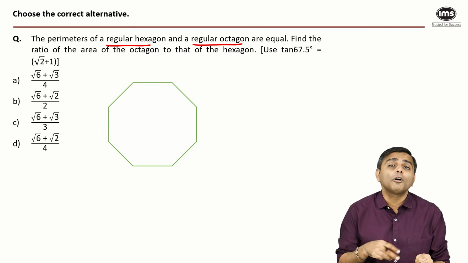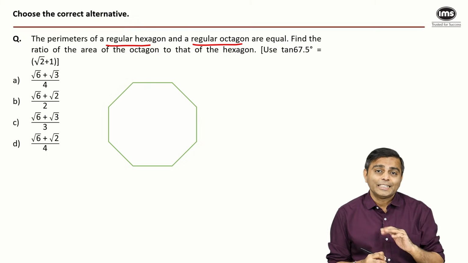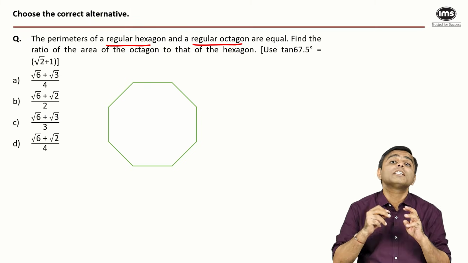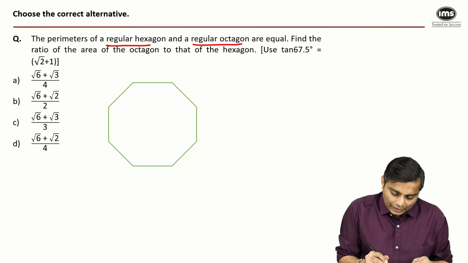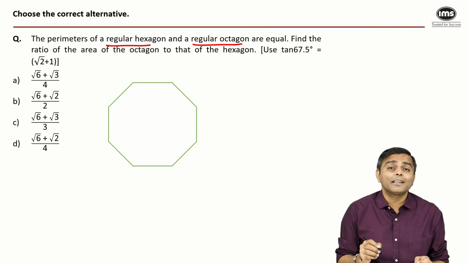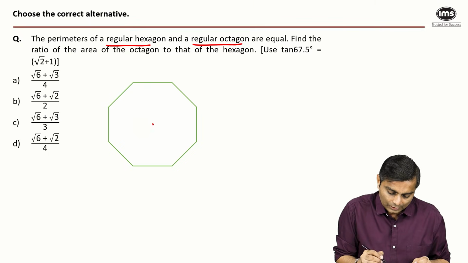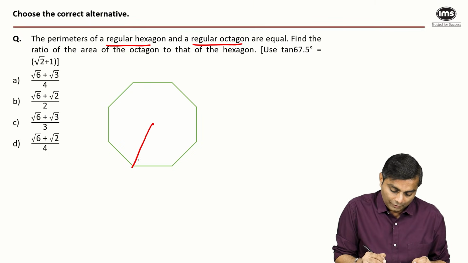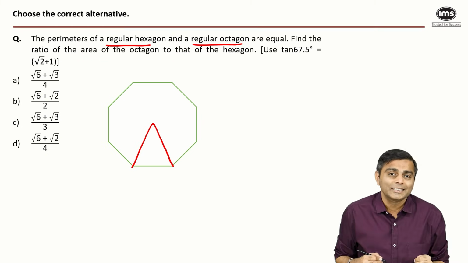You should know sum of all the angles is always 180 into n minus 2. So 180 into 6 is the sum of all the angles. Divide by 8 will give us each individual interior angle. So in an octagon, each interior angle is 135 degrees. Let's say this is the center. Basically, if we have to draw triangles, if you can understand, there will be 8 such isosceles triangles.